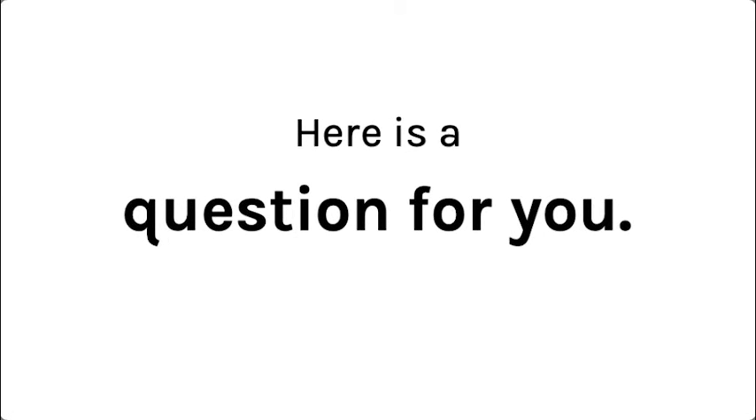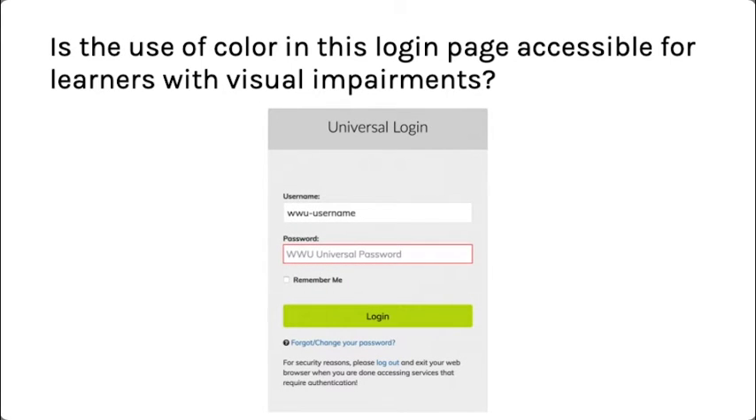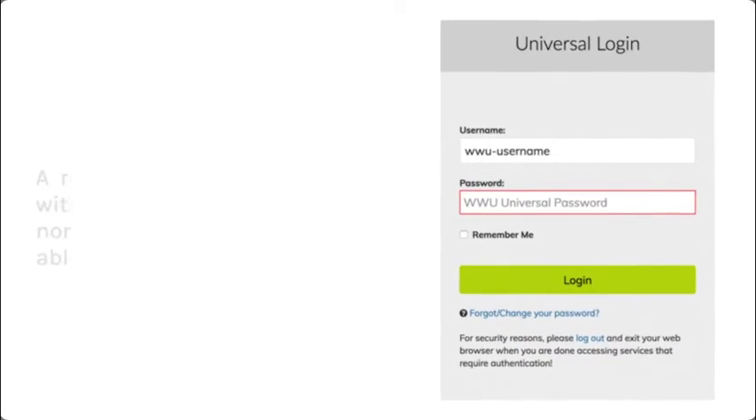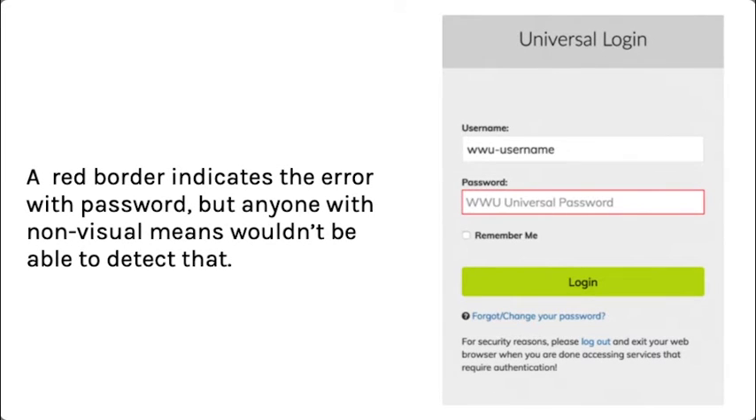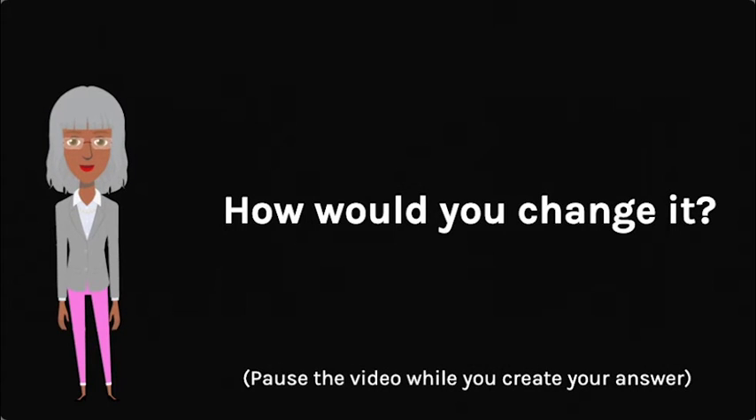Here's a question for you. Is the use of color in this login page accessible for learners with visual impairments? On the page, a red border indicates the error with password, but anyone with non-visual means wouldn't be able to detect that. How would you change it? Pause the video while you create your answer.